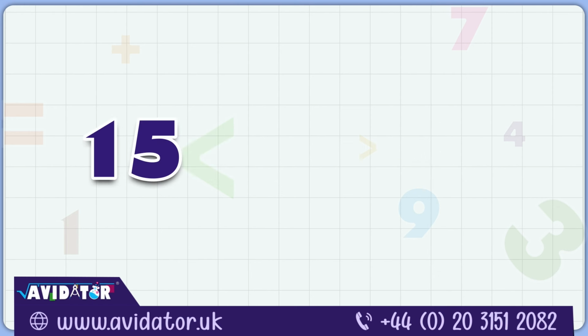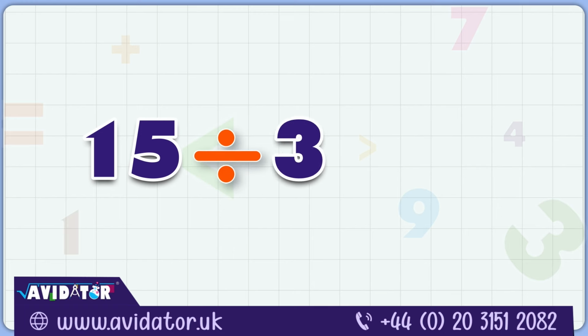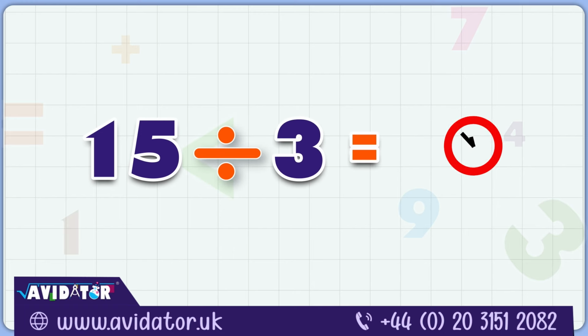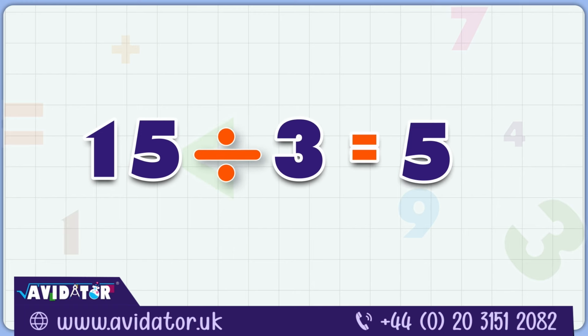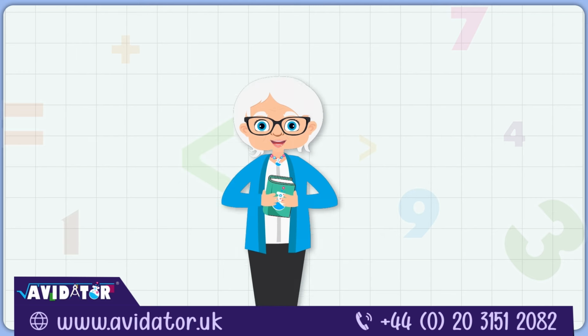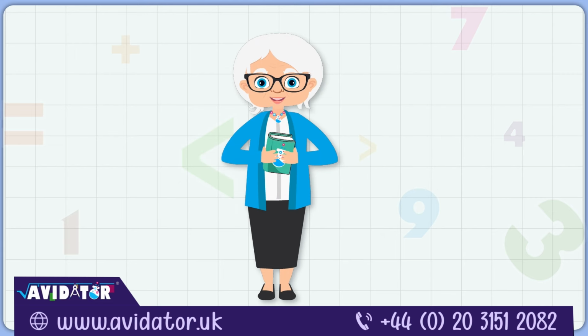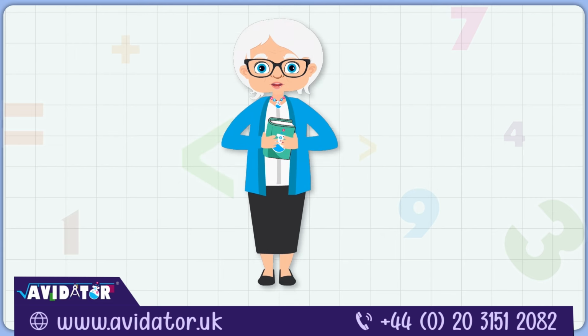Let's try a simple one. What is 15 divided by 3? That's correct. The answer is 5. Great job. Before we go further, let's understand the key terms in division.